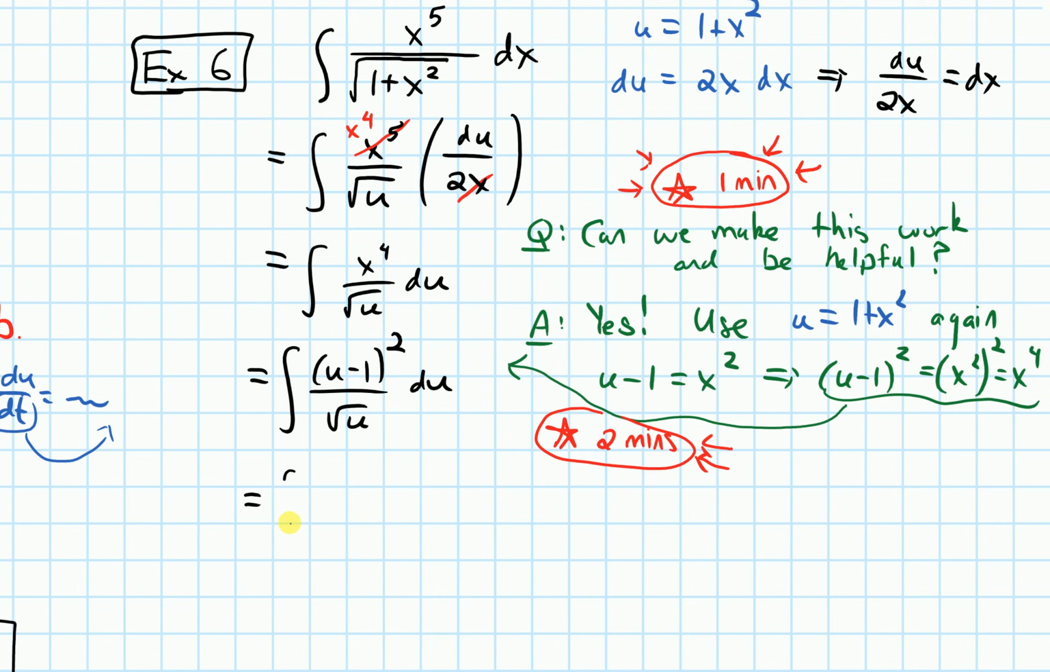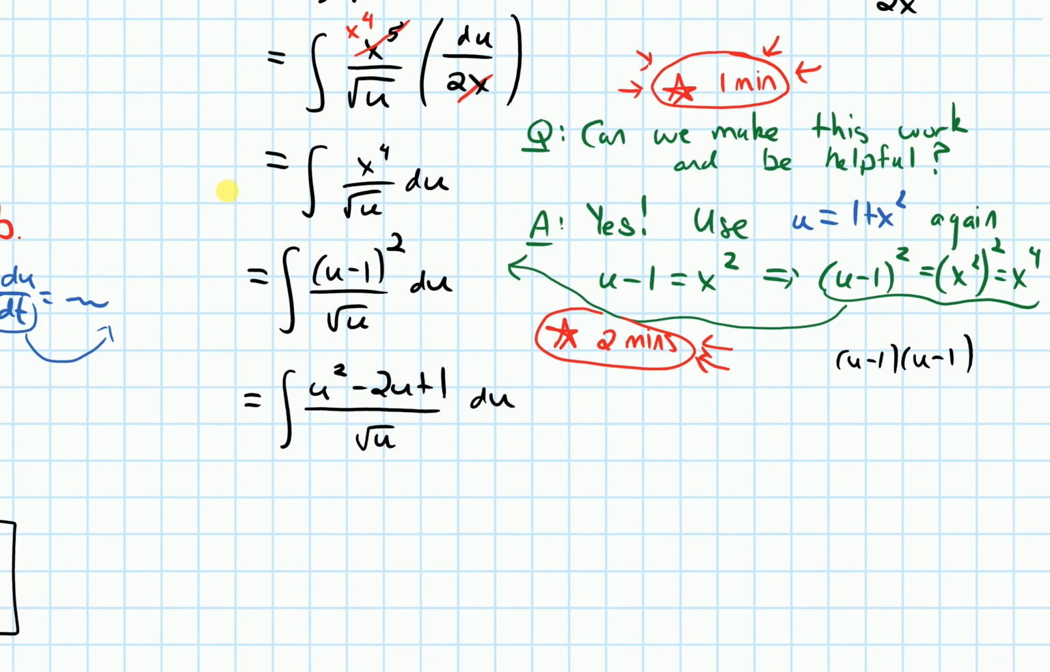Okay, so I'm doing this integral. I can multiply out the numerator. (u minus 1) squared is u minus 1 times u minus 1. I FOIL that out, and I would get u squared minus 2u plus 1, all over square root of u du. Then I can split this up into 3 fractions.